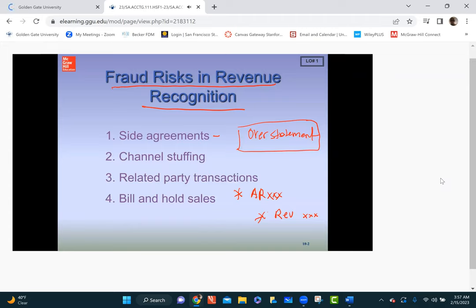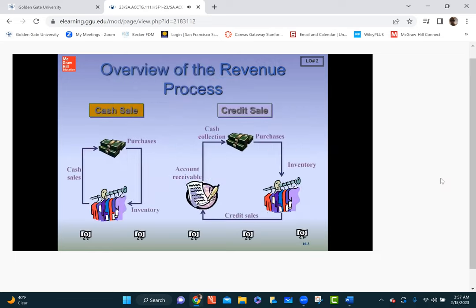So we're going to see that sort of, if you will, yin and yang approach to auditing these. And so in this chapter, we'll not only talk about auditing of revenue, we're going to talk about auditing accounts receivable here at the same time. Okay, good. So let's just go ahead and take a look at the cycle here.